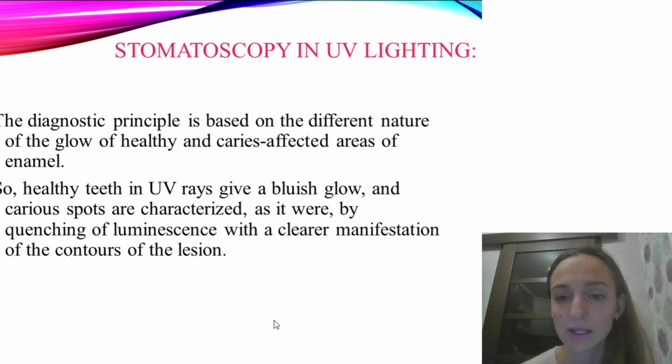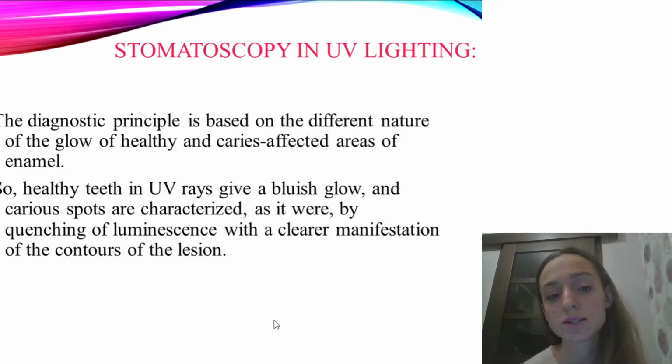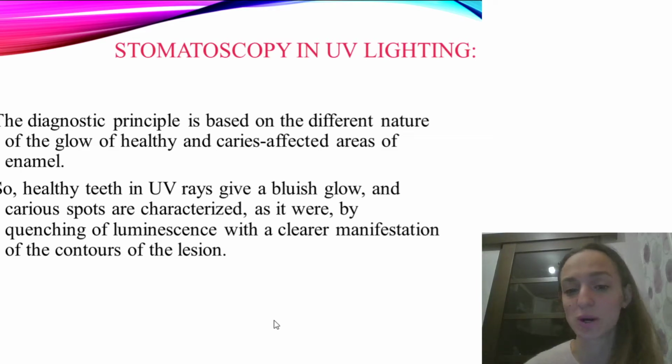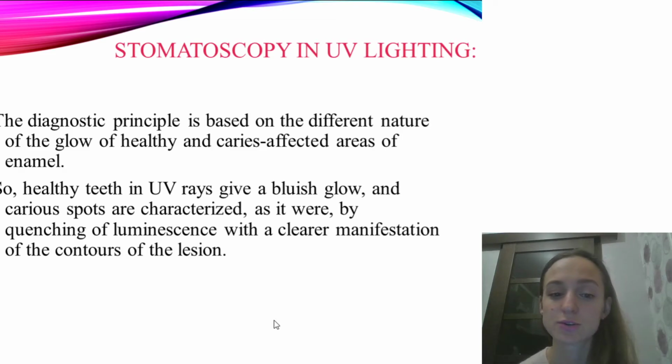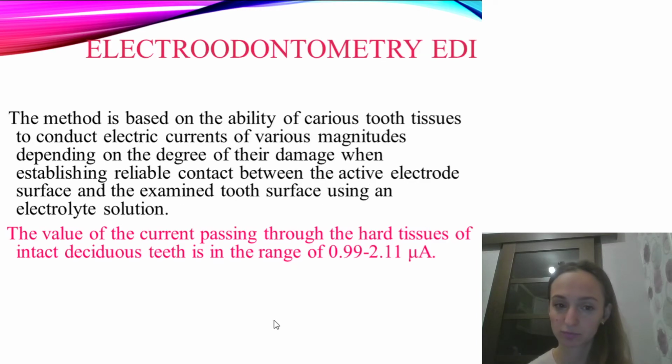Stomatoscopy in ultraviolet light. The diagnostic principle is based on the different nature of the glow of healthy and caries-affected areas of enamel. Healthy teeth in ultraviolet rays give a bluish glow, and caries spots are characterized, as it were, by quenching of luminescence with a clearer manifestation of the contours of the lesions.